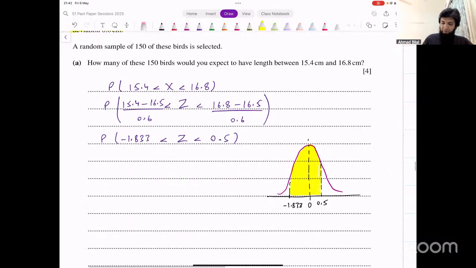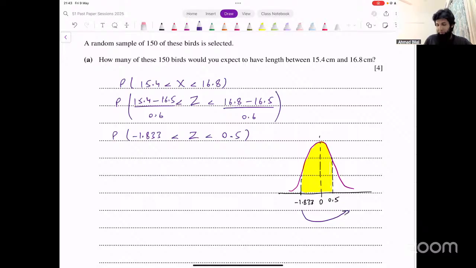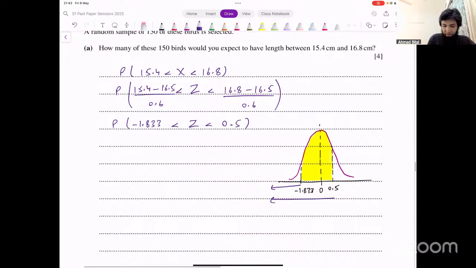Flipping is not going to help here because in that case, this negative value will become positive, but the positive will become negative. So flipping this diagram is not going to help. We say this is the same thing as saying area to the left of 0.5 minus the area to the left of this. That will be the yellow region, right? So probability of z less than 0.5 minus probability of z less than minus 1.833. Now, this is the standard form, z less than a positive number. We can find this from the table directly, so that's not a problem.